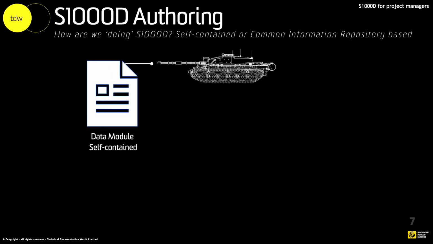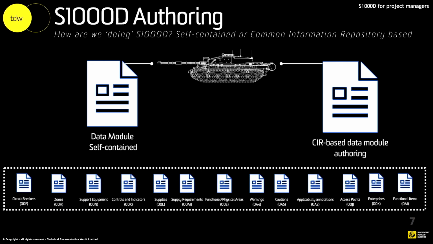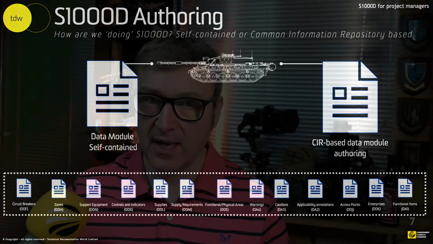So how we can write our data modules. We have what is known as self-contained, and we also have what is known as common information repository based. And we have all of these CIRs, and again, on my training courses we would go much deeper into each of these and how they work and look at some of the XML structures behind them. But what that means is that the self-contained is essentially going back to the old monolithic method of how we author, in that we take our data module and we write everything in it.